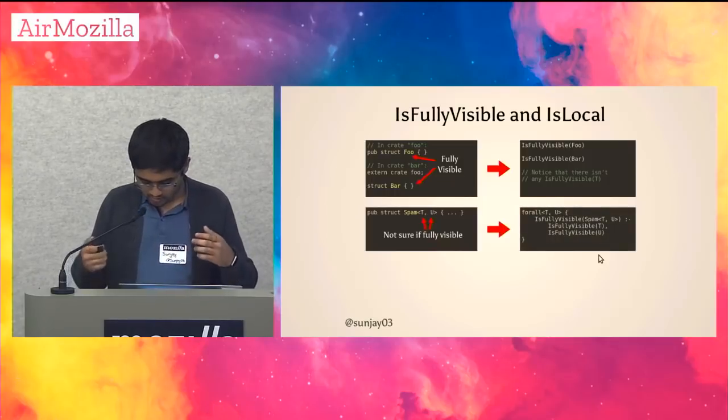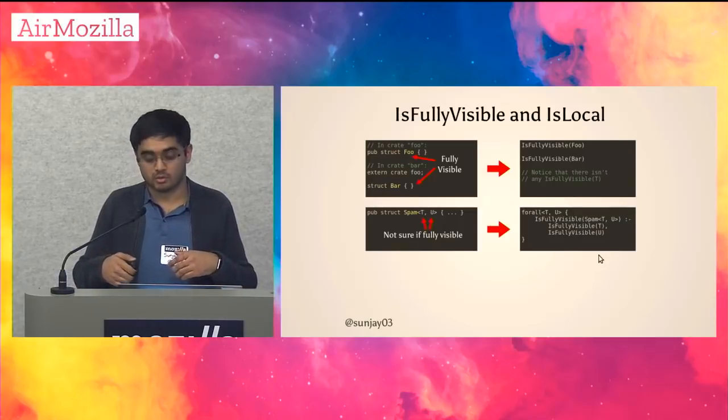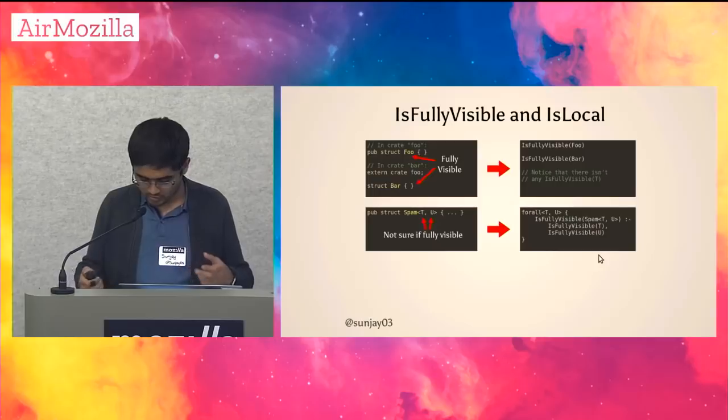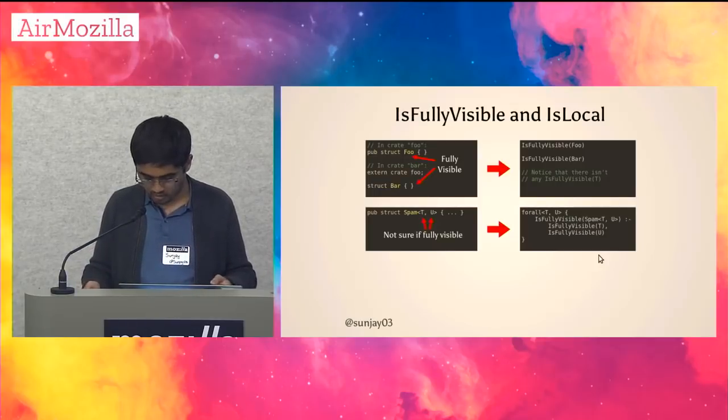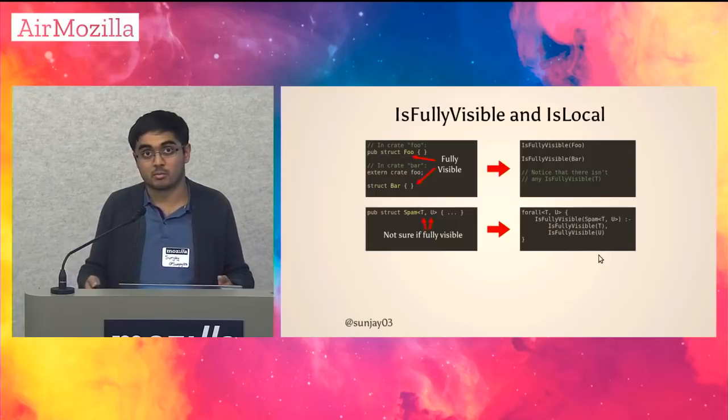We can make sure that isFullyVisible doesn't allow any type parameters at any level by making sure that we use if and checking that each type parameter of every structure is also fully visible in order for the structure to be fully visible itself.